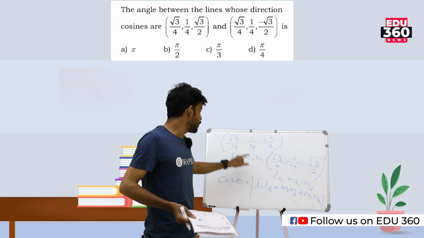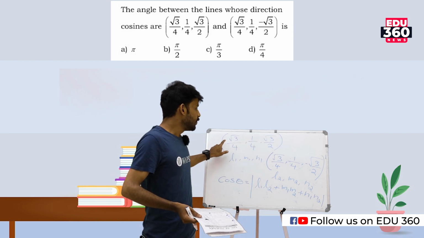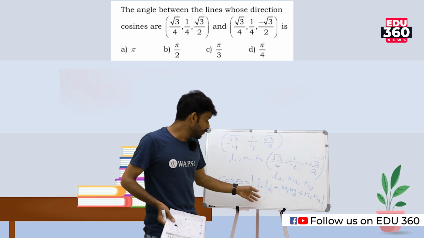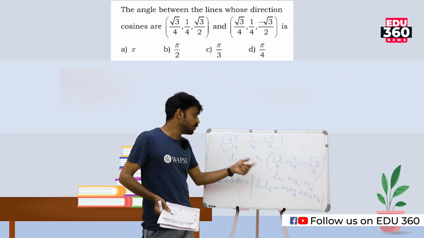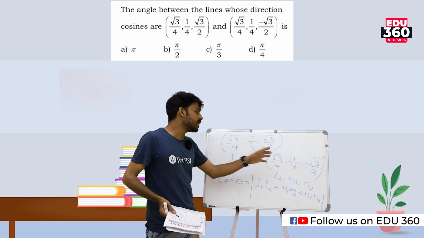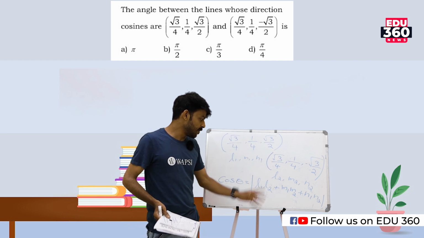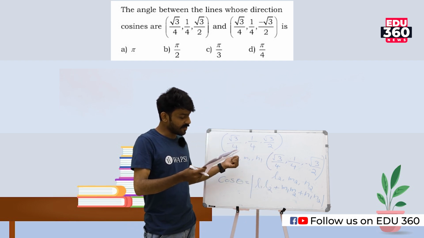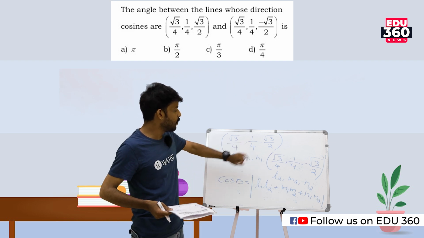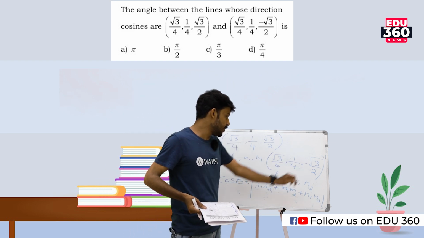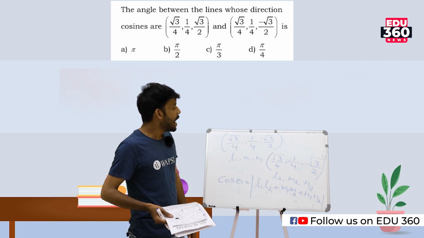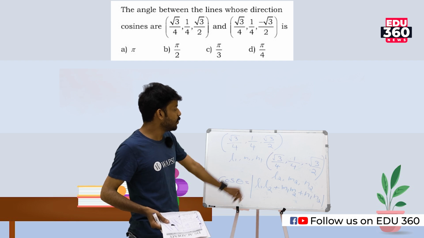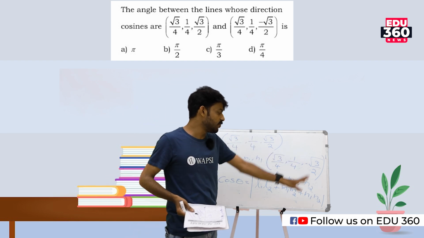What is the value of L1? Root 3 by 4. Here it becomes root 3 by 4 into root 3 by 4, because L1 and L2 are both the same. What is M1 M2? M1 is equal to 1 by 4 and M2 is equal to 1 by 4, so 1 by 4 into 1 by 4. And N1 N2 means root 3 by 2 into minus root 3 by 2.